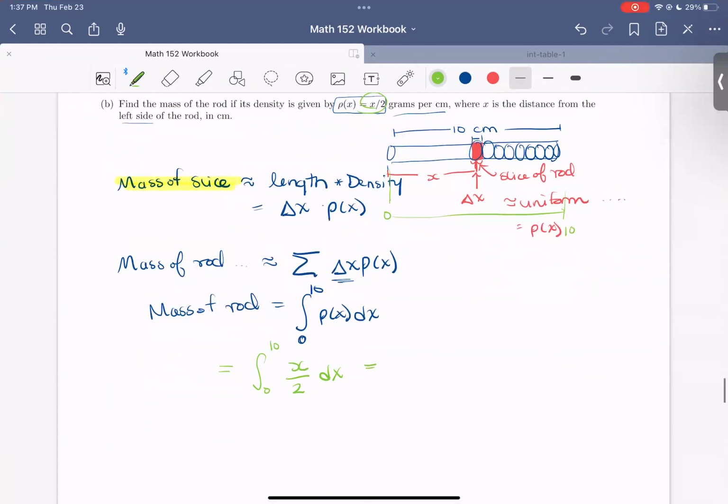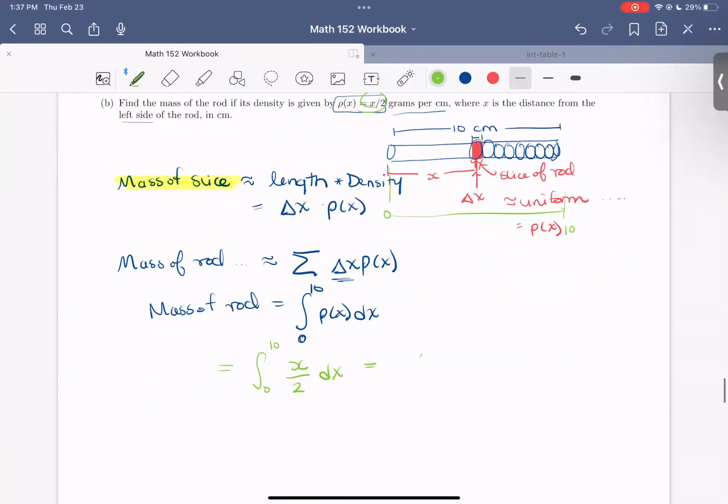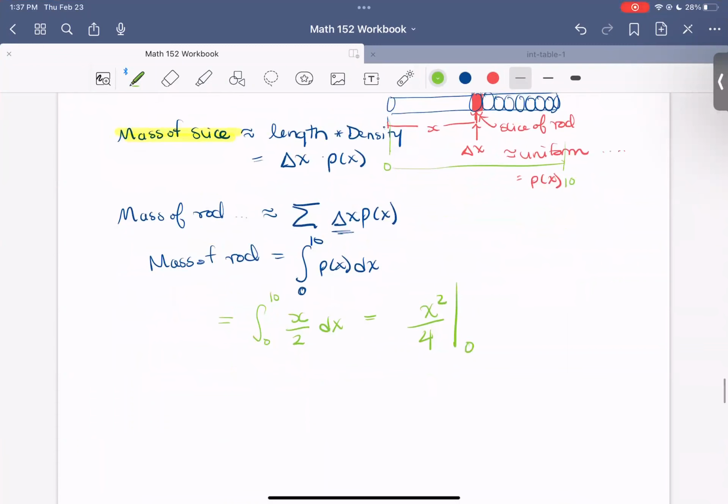Okay, so now I just need to compute this integral. The antiderivative of x over 2 is going to be x squared over 2, which becomes x squared over 4. We're going to evaluate that at 0 and 10. So here we get 10 squared over 4 minus 0 squared over 4, which just becomes 10 squared, which is 100 over 4, which is 25.